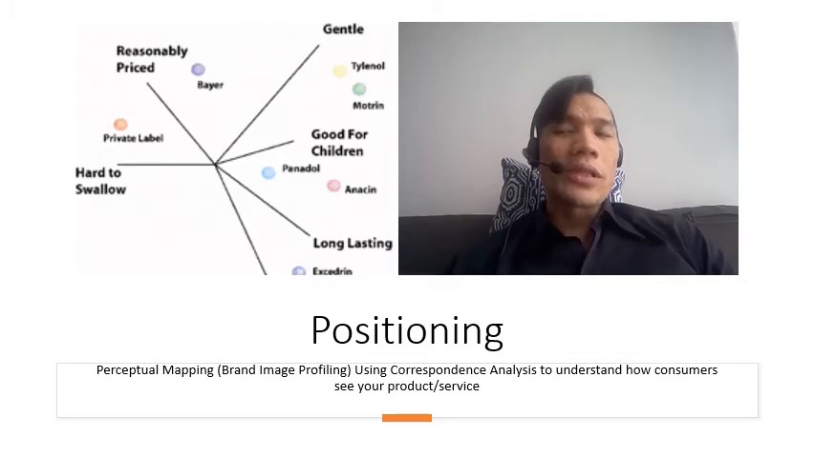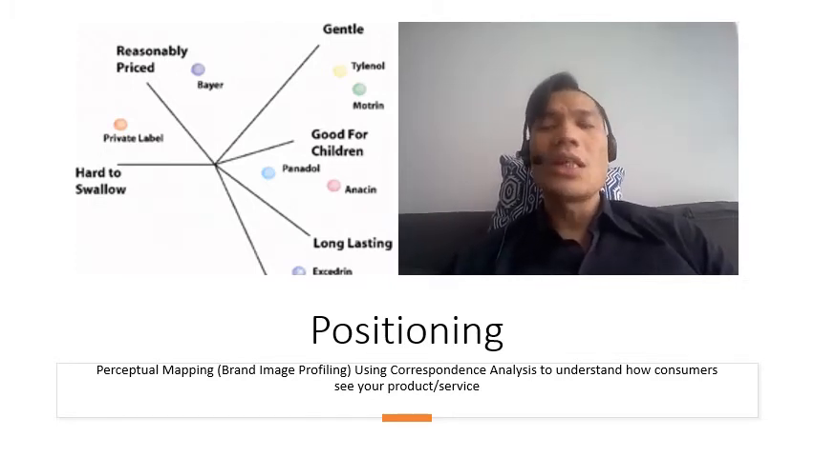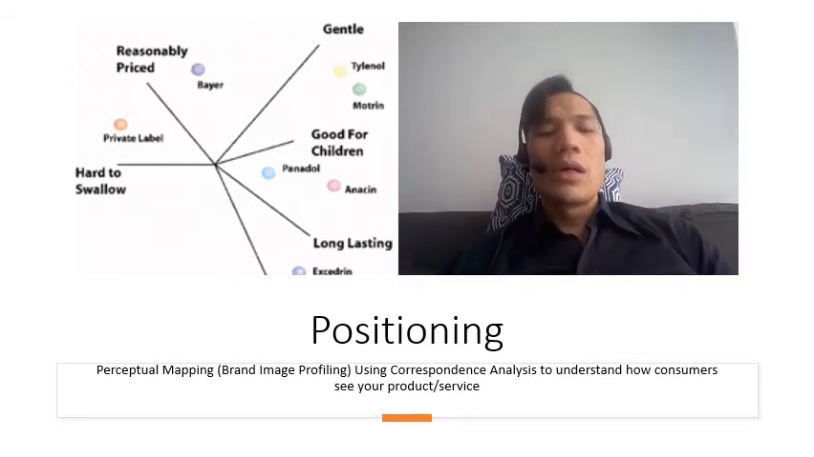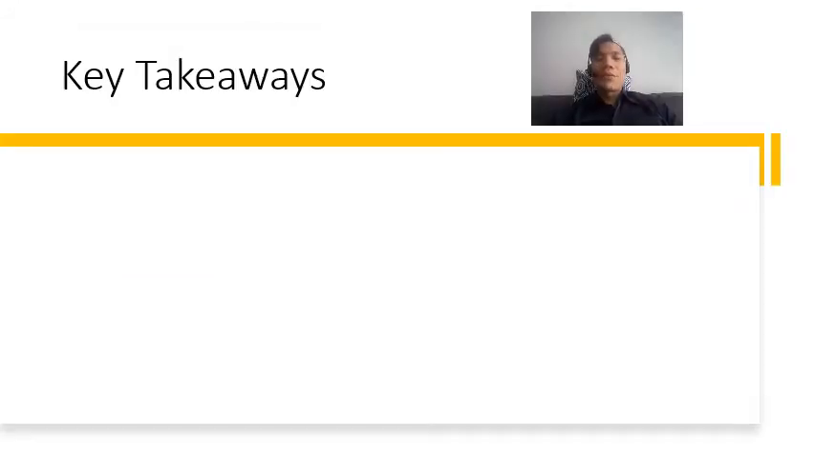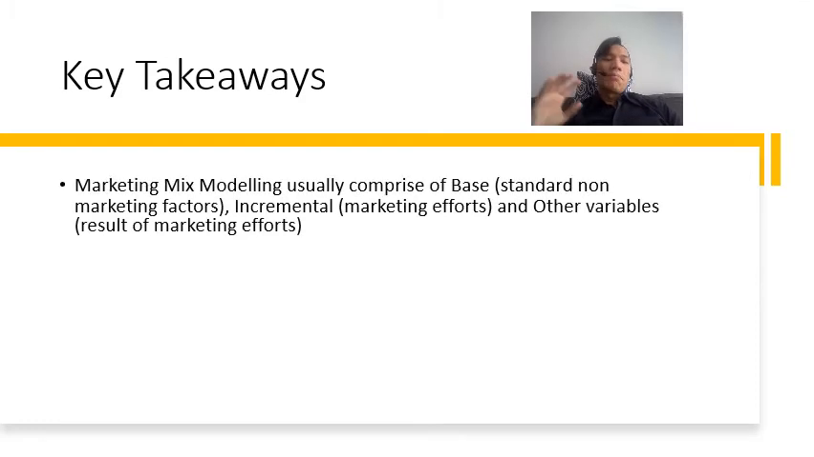Now, just go back to our first lecture where we looked at brand positioning and brand equity. Understanding that brand equity, now we can position our products or service. So now, what are some of the key takeaways putting part 1 and part 2 of lecture 3 together? Marketing mix modeling is usually comprised of base, standard non-marketing factors like the GDP, and then our pricing, our distribution, as well as the seasonality.